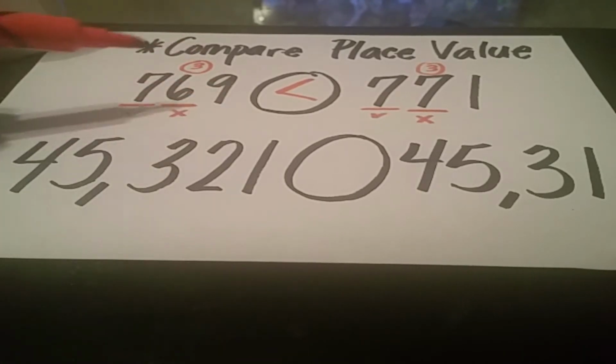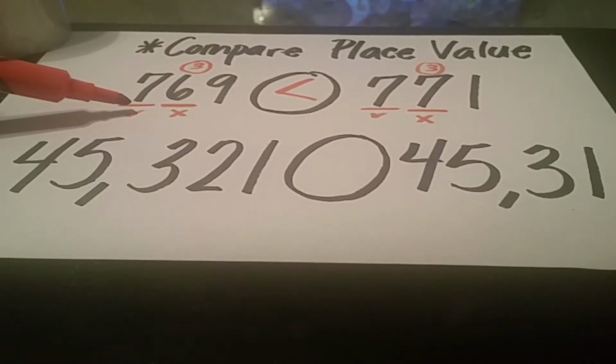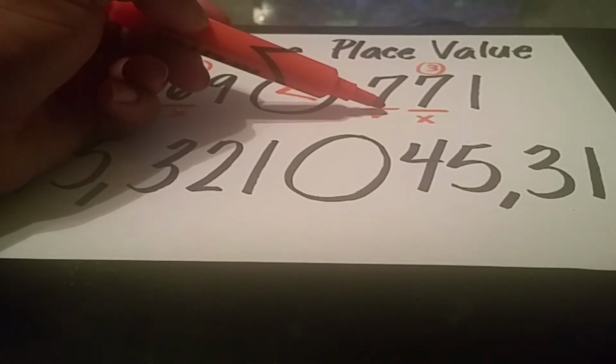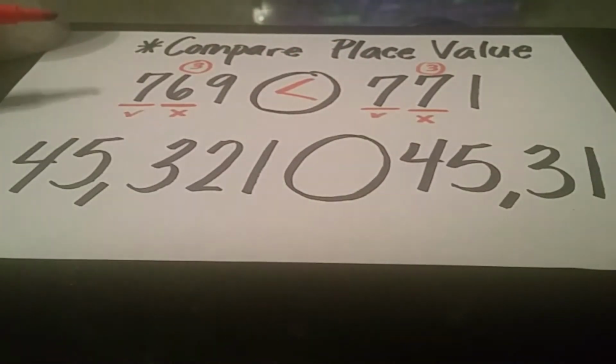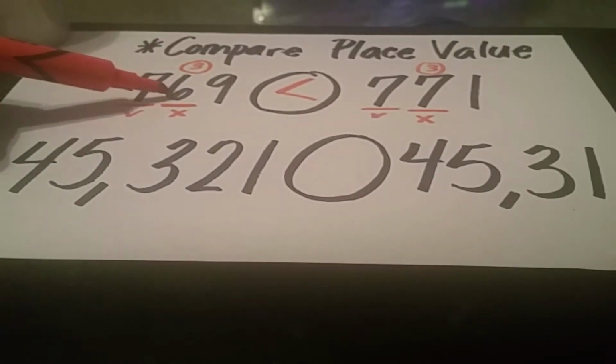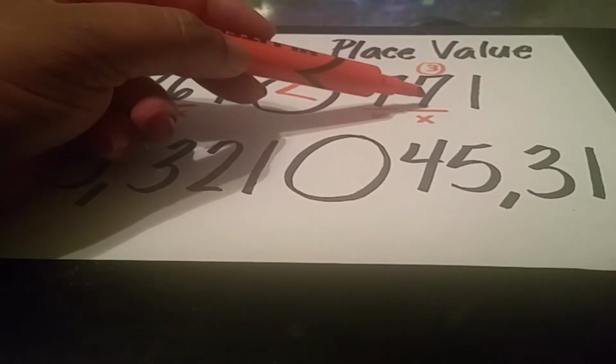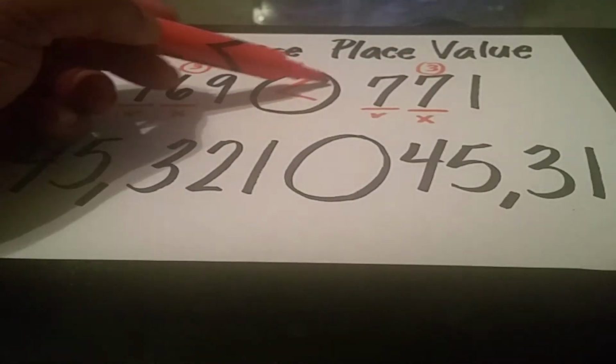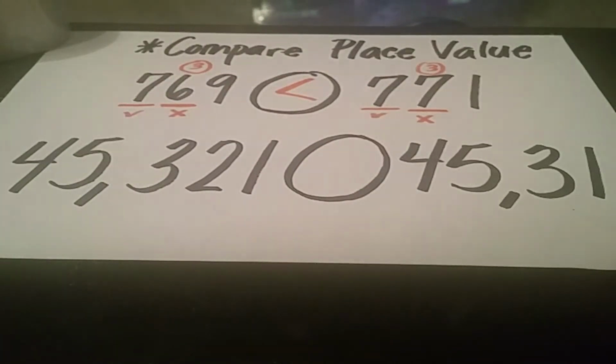You do not start from the ones place. You start from the highest place value given, and that place value will be the hundreds place. I had a 7 in the hundreds place here, a 7 in the hundreds place there. So they're the same. They check off. We're looking for the first two different numbers. So we found 6 and 7. 7 is greater than 6, so our greater sign will go towards the larger number.